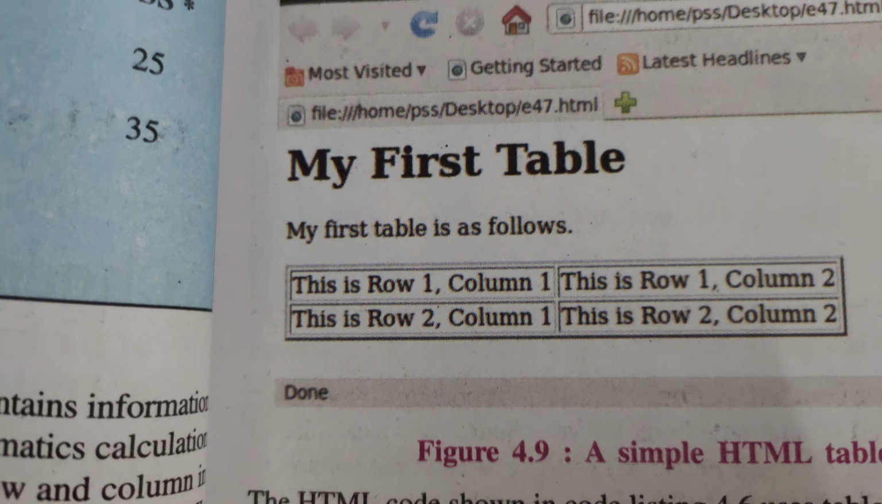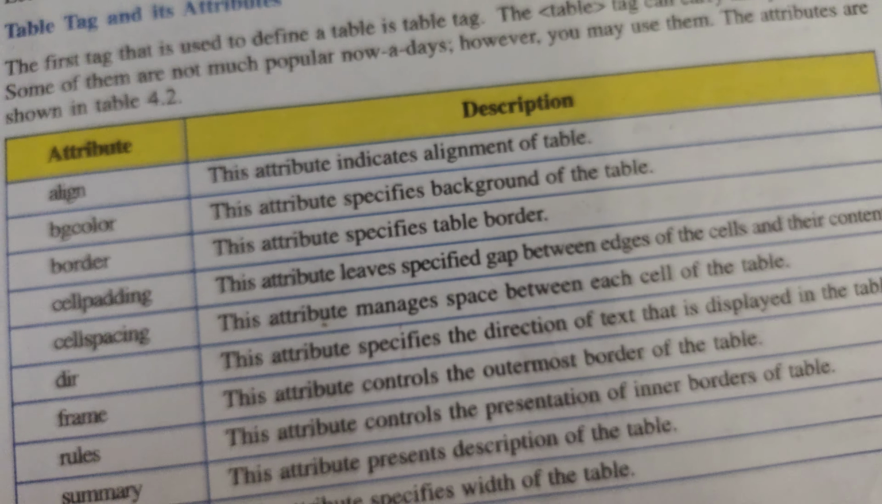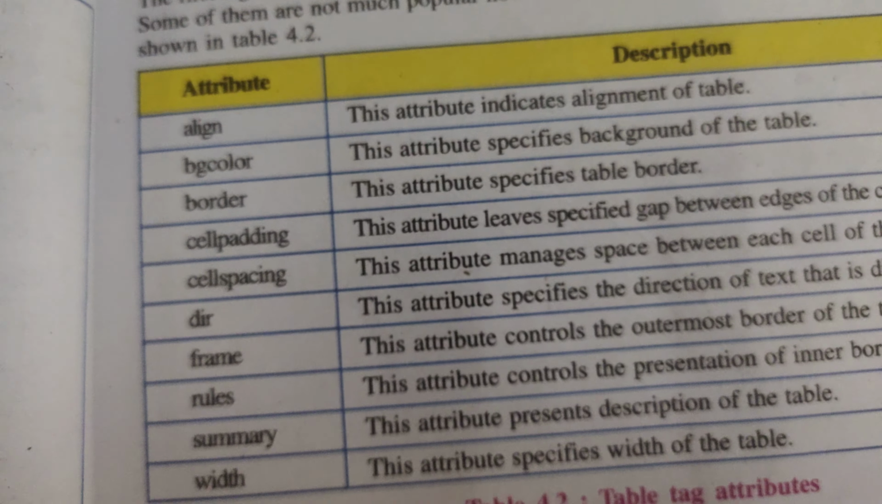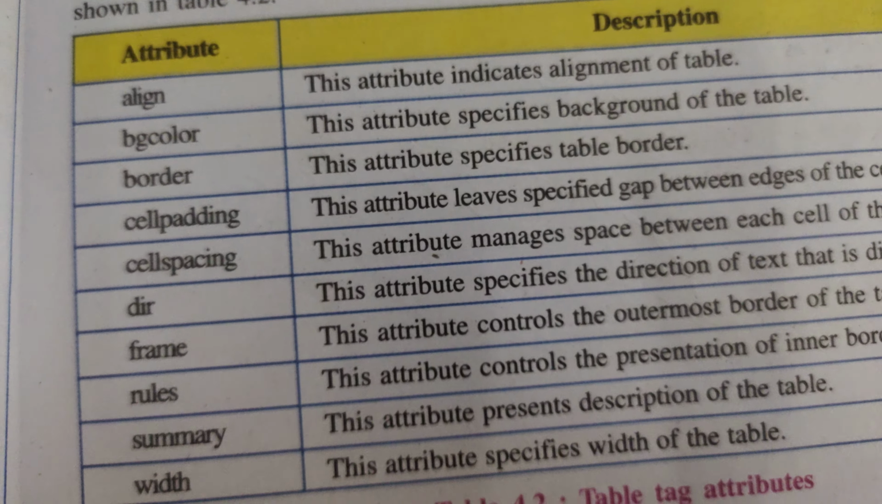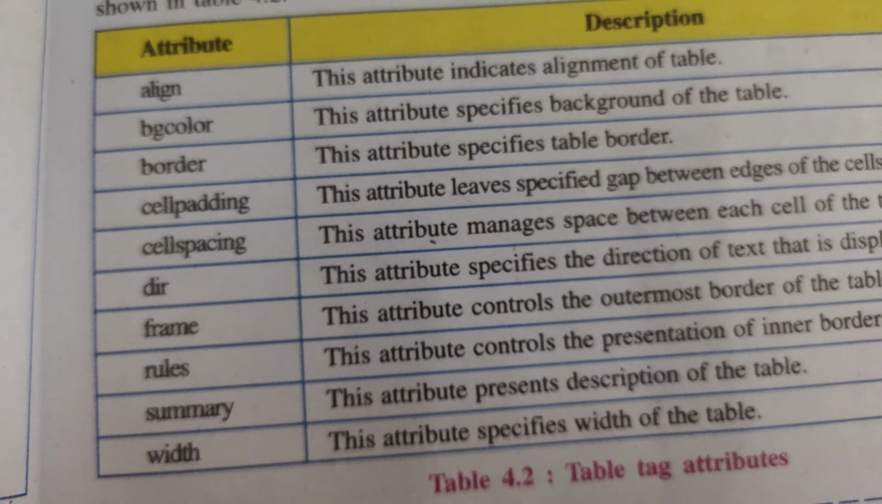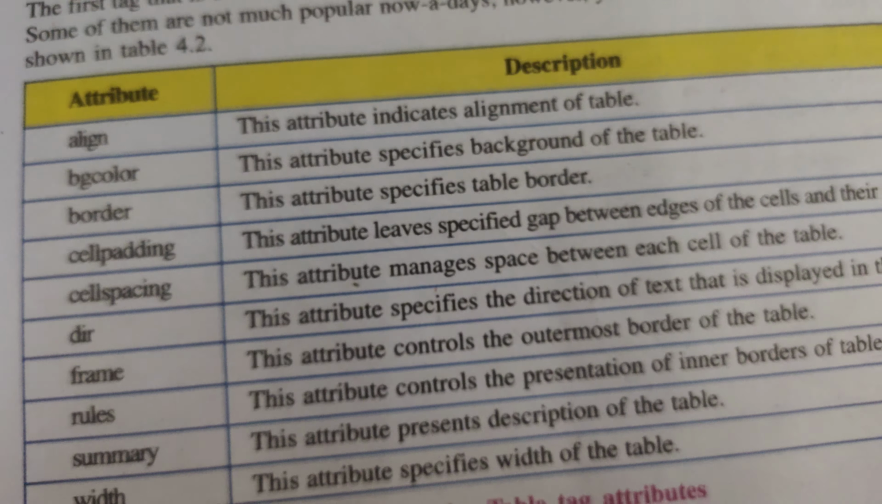Dir, this attribute specifies the direction of text that is displayed in the table. Which direction you want to give, that direction you can set with dir. Then it comes to frame. This attribute controls the outermost border of the table. It controls the outermost border, in which color you want the outermost border of your table.